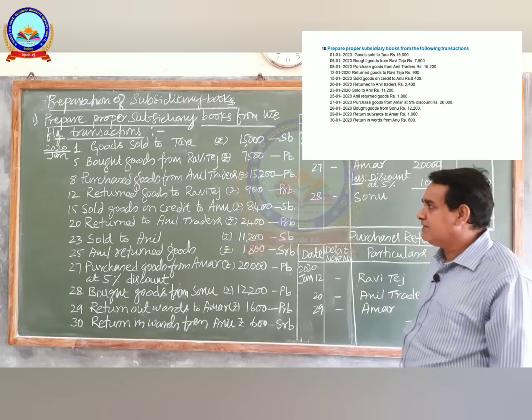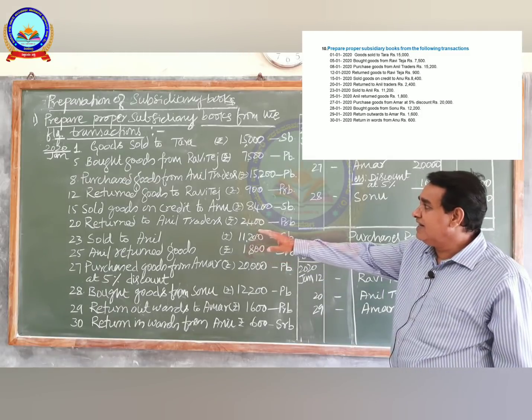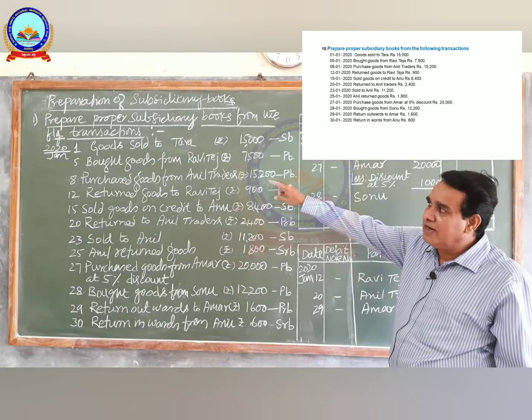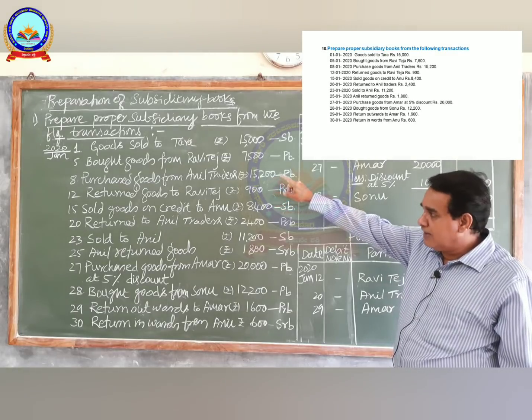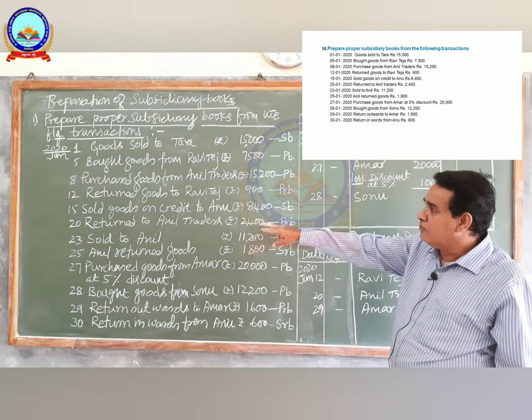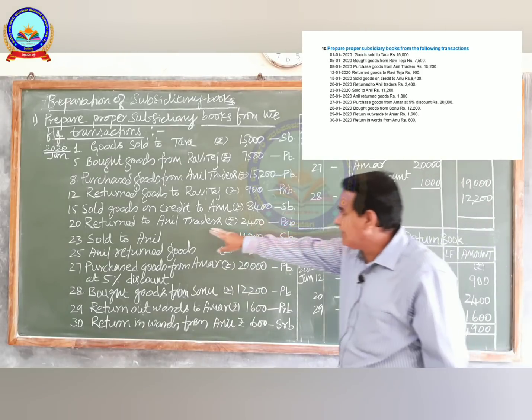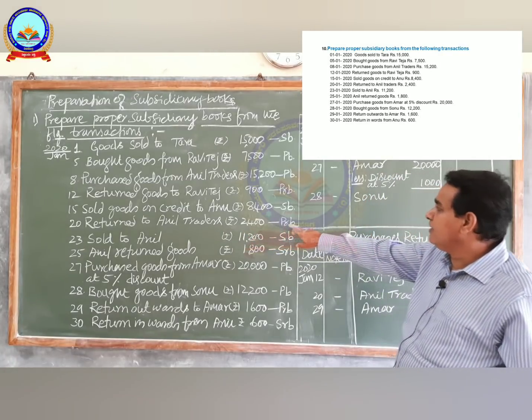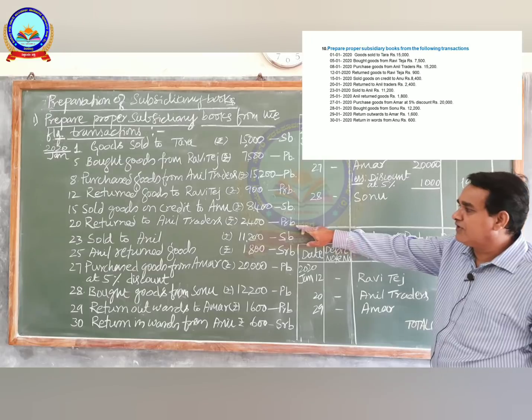On 20th, returned to Anil Traders. See, on 8th January, purchased goods from Anil Traders, but on 20th, the goods have been returned to Anil Traders amounted to rupees 2,400. This will appear in purchases return book.